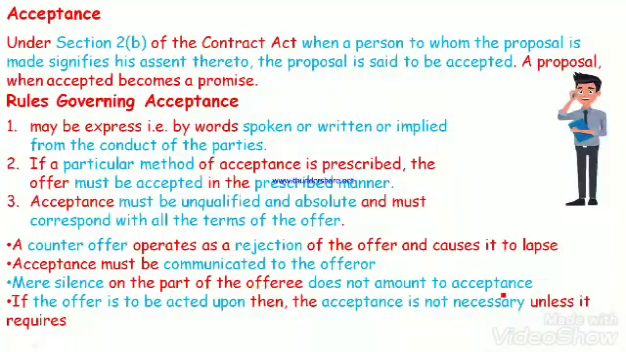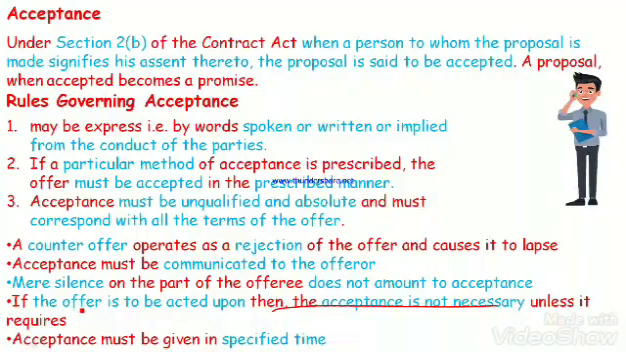Then the next one is, if the offer is to be acted upon, then acceptance is not necessary unless it requires to be communicated. For example, finding a missing dog. Before finding it, you must communicate with the owner that you are going to find the dog. Acceptance must be given in a specific time. For example, a specific time period can be allotted for you to accept the offer.